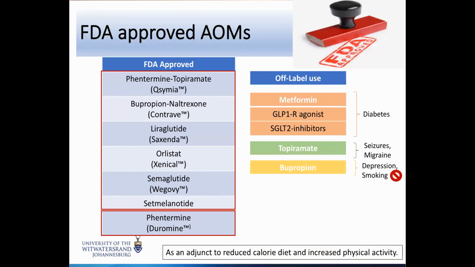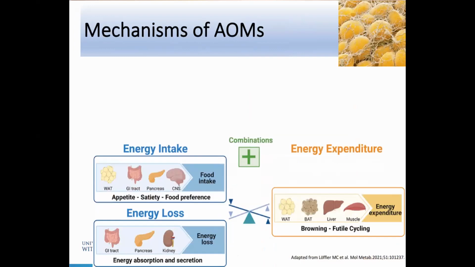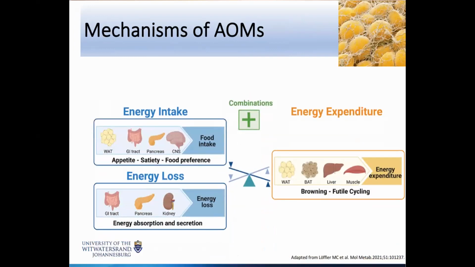Depression and smoking cessation with bupropion, and naltrexone, which is then for addiction. So looking at the mechanism of action of these anti-obesity medications, I've simplified it to act essentially on 3 targets. And this is based on energy status: energy expenditure, energy loss or absorption, and energy intake.